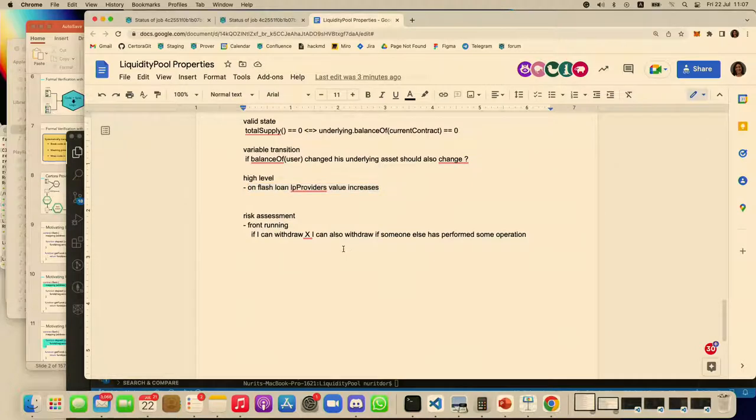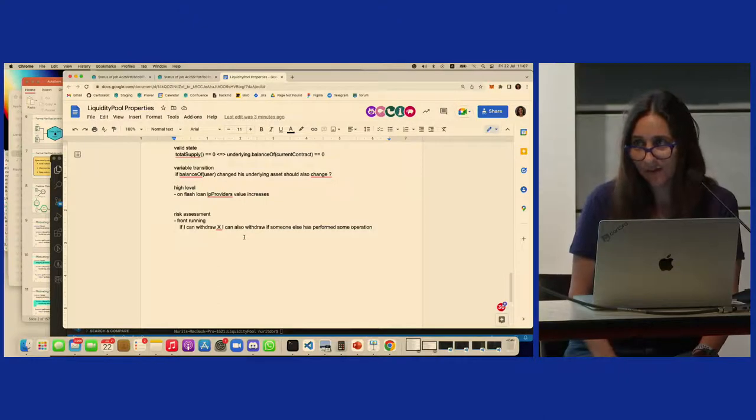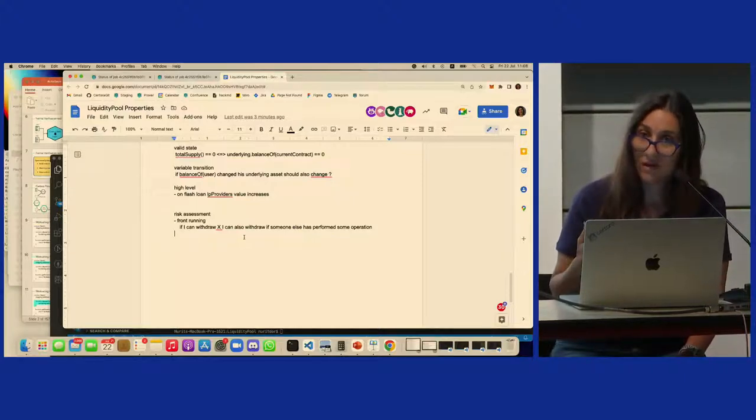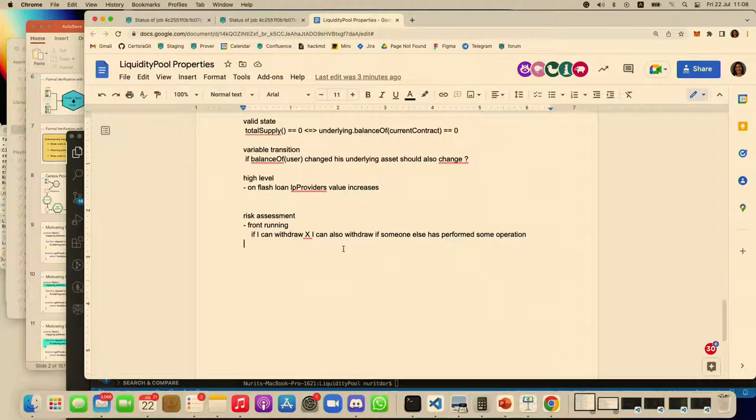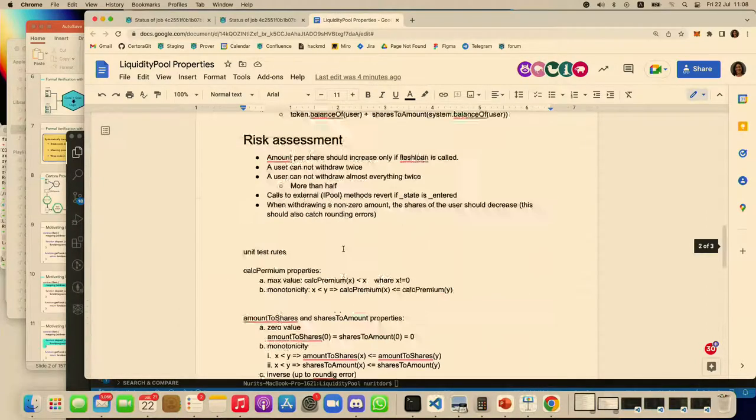What about front running? Are we all familiar with the front running issues? Yeah, any questions? Yeah, so front running is, I want to perform some transaction, but somebody's looking at my transaction and doing something immediately before me. Okay, a lot of the price manipulation is done like this. So we can also check front running issues. So if I can withdraw X, I can also withdraw it if someone else has performed some operation. So this again will check if someone can influence the amount to share function or something like that. Okay, nice set of rules.